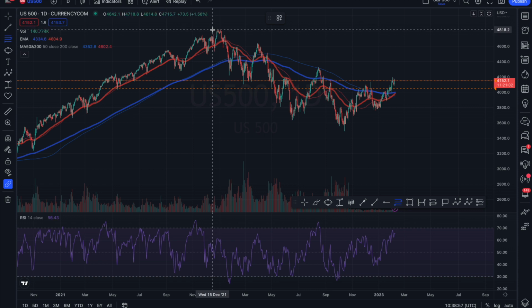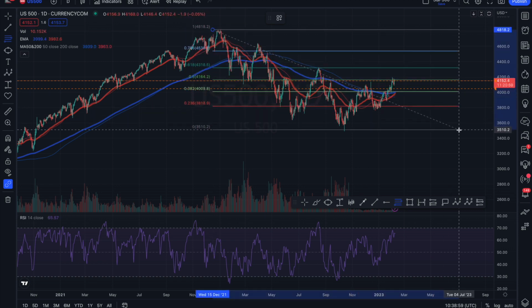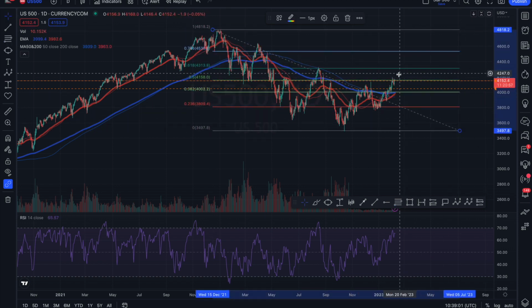So, we're testing that 0.5 fib. That's what's important to take away from this video. I feel like a breakout is coming, and that will open up the door to 4,200, where you might want to consider taking profits because of that RSI becoming overbought.